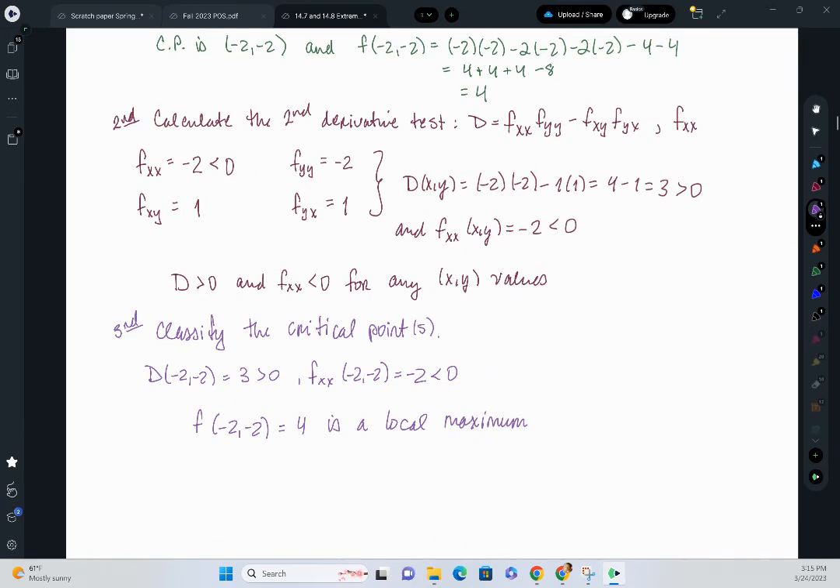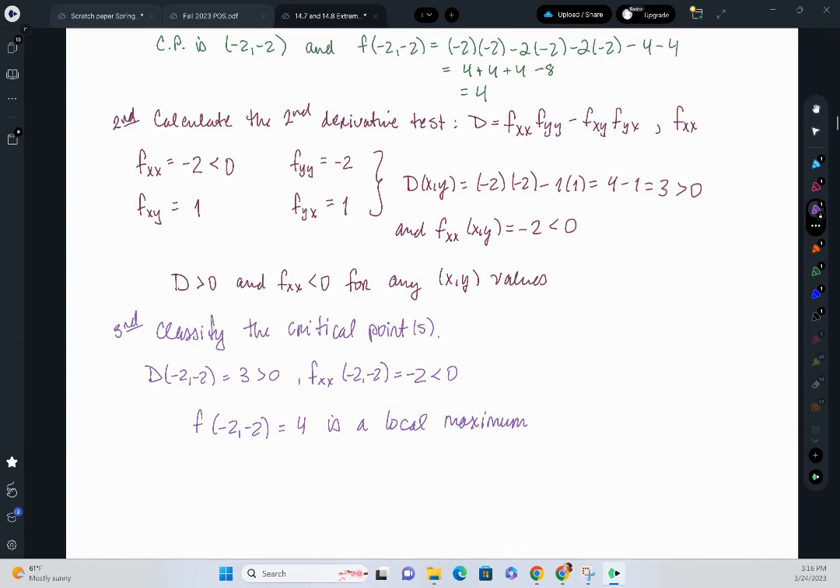I know the big D has to be positive. That's true for the mins or the maxes. The one that I stumble on is the f sub xx. Like, what does it mean if it's positive? Well, if it's positive, positive things make me happy, which gives me a big smile. And a smile has a minimum value. So if f sub xx is positive, I have a local minimum.